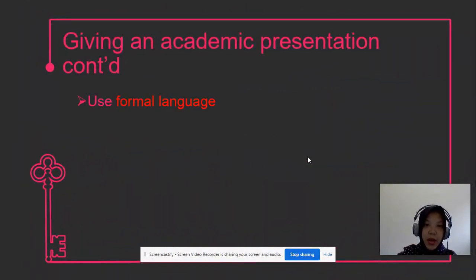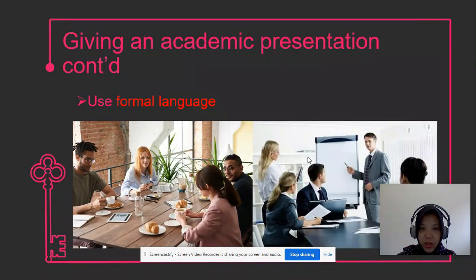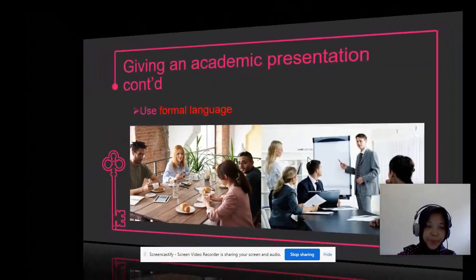Next, you use formal language. So look at the pictures. By looking at the situation, you know that in the first picture the situation is informal, while the second one is more formal, in a business meeting. So you can choose the appropriate one.